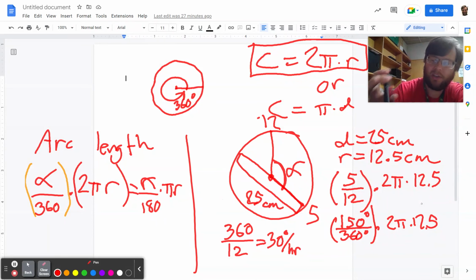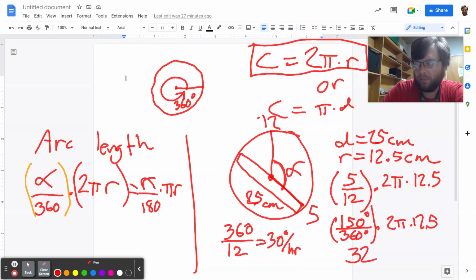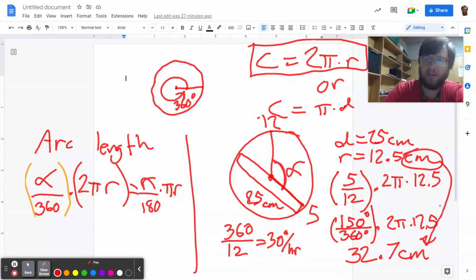So let's go to 3 significant figures. So I get 32.7 centimeters. And I know it's centimeters because that was my measurement from before. So I just carry that on down there. So that's a little explanation of arc length and an example of it.